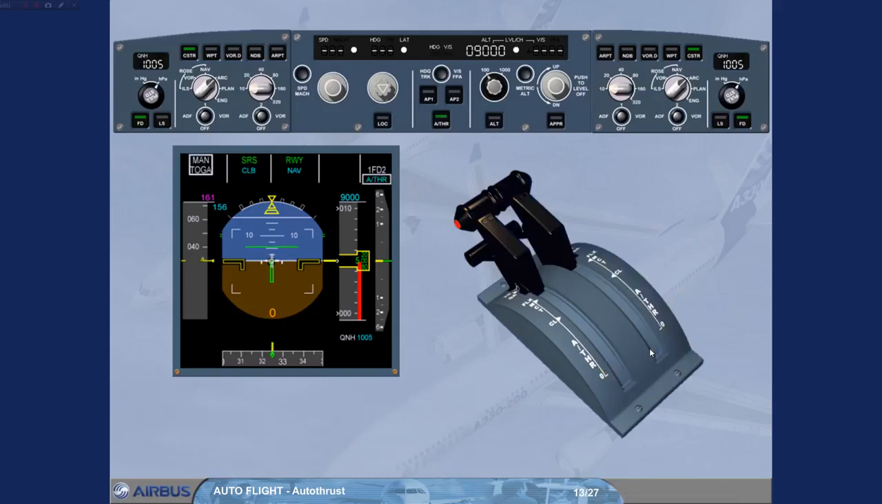As soon as the thrust levers are set in the TOGA detent, the FMA shows auto thrust in blue, indicating that auto thrust is armed, and manual TOGA in white, indicating that the pilot manually controls the thrust via the thrust levers set in TOGA. Note, TOGA is the maximum thrust available for takeoff.